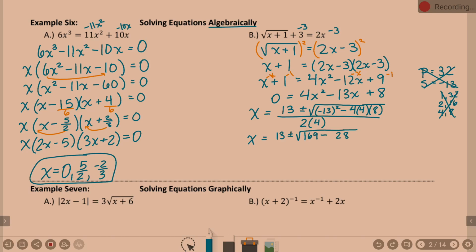No, my brain's failing me. 128. Is it 128? Yeah. Okay. Negative 128. I have minus 128, yeah, all over 8. So 13 plus or minus, what's 169 minus 128? 41, all over 8.